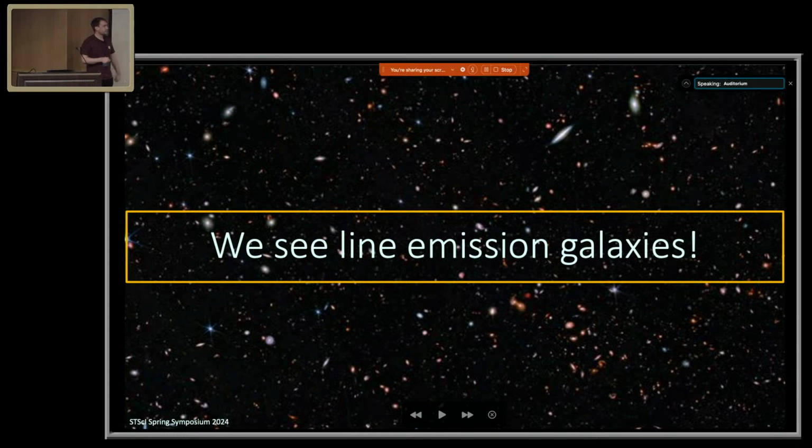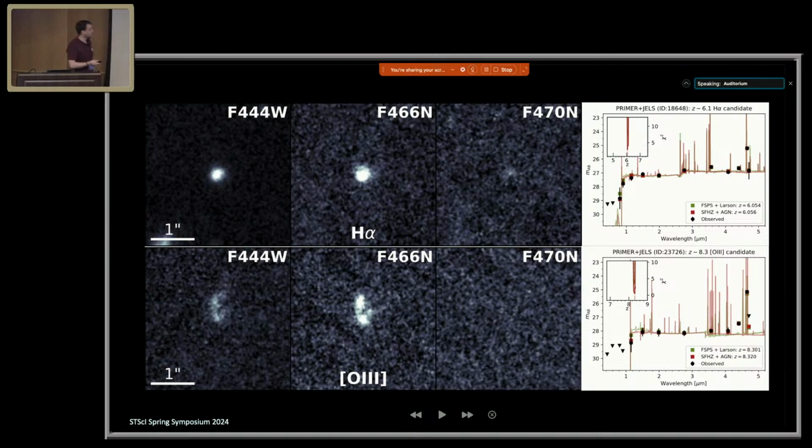So we have tested this, and it does work. We do see line emission galaxies, so this is just tested to show how this is working. If we look at the F444W broadband image and compare it to the two narrowband images from JWST at 4.5 and 4.6 microns, we see that in both cases you pick up emission in the F444W, more booming emission in the narrowband, but then complete dropout in the adjacent narrowband right next to it. And what we have here is an H-alpha emitter at redshift 6 and an [OIII] emitter at redshift 8.